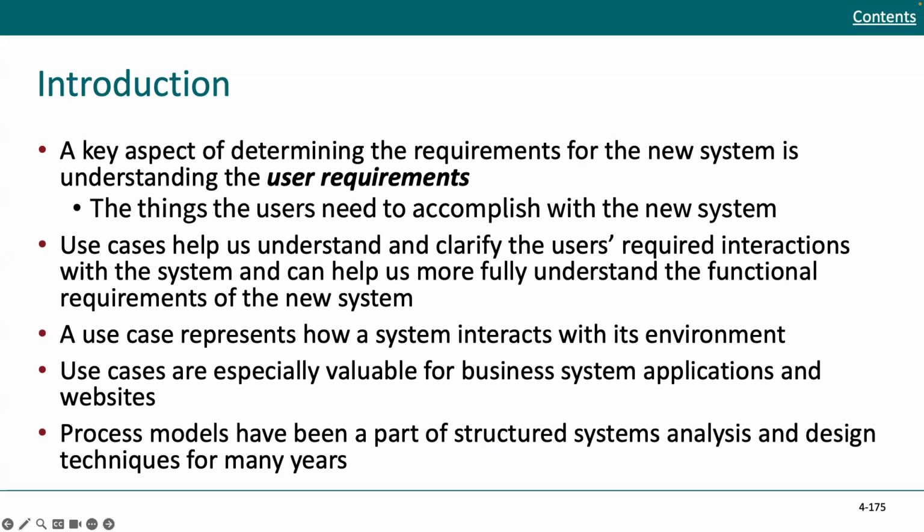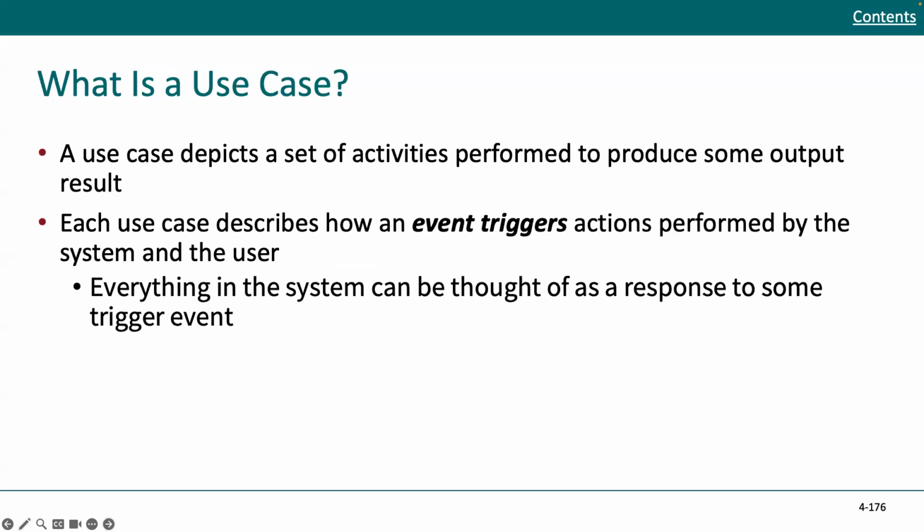A use case represents how a system interacts with its environment. Use cases are especially valuable for business system applications and websites. Process models have been a part of structured system analysis and design techniques for many years. So you can keep that in mind. So what is a use case? It's a depiction of a set of activities performed to produce some output result. Each use case describes how an event triggers actions performed by the system and the user. Everything in the system can be thought of as a response to some trigger event.